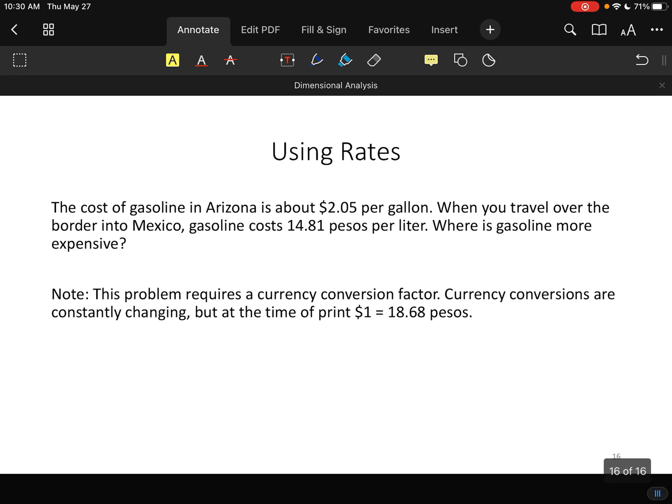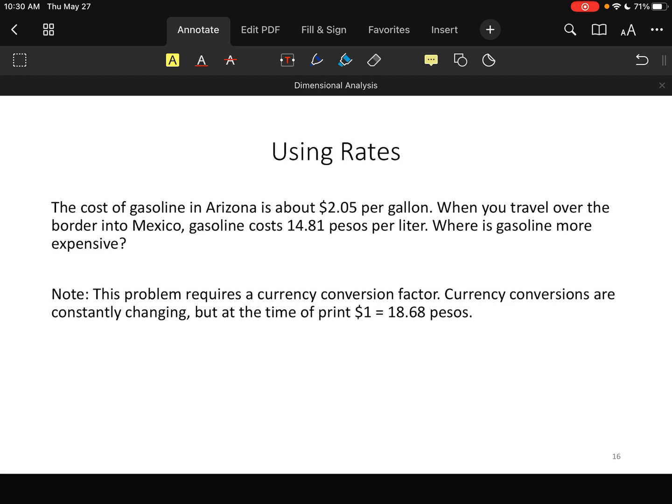All right, and then this last one. So now you stay in Arizona. Let's say we stay in Arizona. The cost of gas is $2.05 per gallon. If you go across the border into Mexico, the cost is 14.81 pesos per liter. And then the question is, where is gas more expensive?